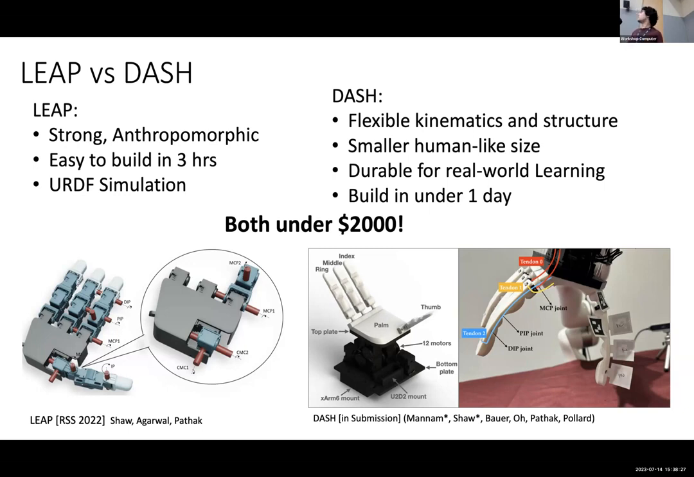Dash Hand, while it is smaller, has a flexible kinematic structure. It has a smaller human-like size. It is durable for real-world learning because it doesn't damage the environment as much, and you can build it in under a day. Though it is more difficult to build, and it is more difficult to simulate.